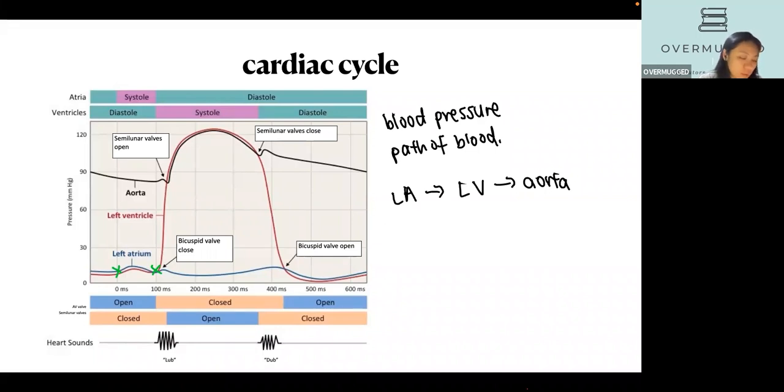All right. So this is the blood flow, all right? Which means that when blood pressure is high in the left atrium, it will flow into the left ventricle, and then it will flow into the aorta. Make sense? Okay, and remember, what is the function of a valve? The function of a valve is to prevent the backflow of blood, to ensure that blood flows in one direction. So valves are present to make sure that blood only flows from atrium to ventricle to aorta, but not the other way around. So let's look at this bicuspid valve.